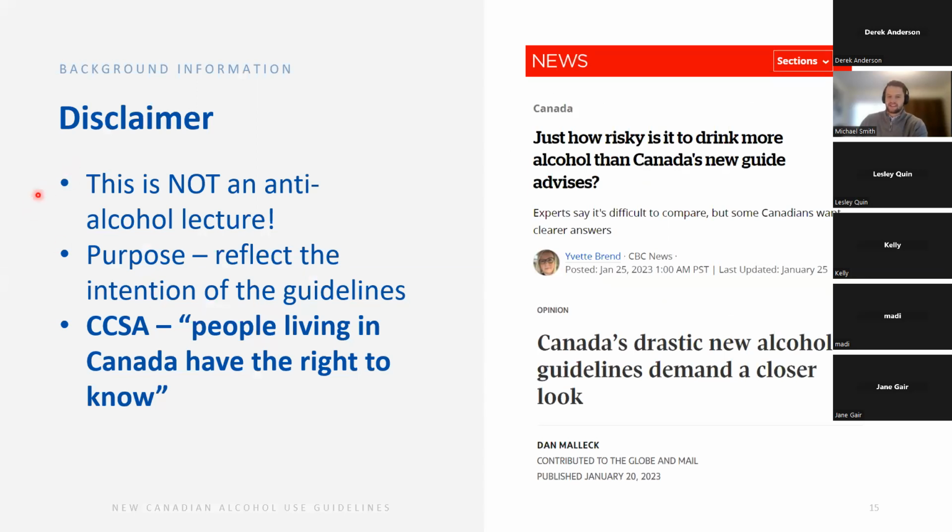And now to take a step back, with all this information I've provided so far, you're probably thinking this is going to be an anti-alcohol lecture, but that is not true. As mentioned, when the guidelines were first released, there were some strong reactions, especially by those who claimed that the research into the effects of alcohol doesn't consider the health benefits of socialization and the other community-related effects.